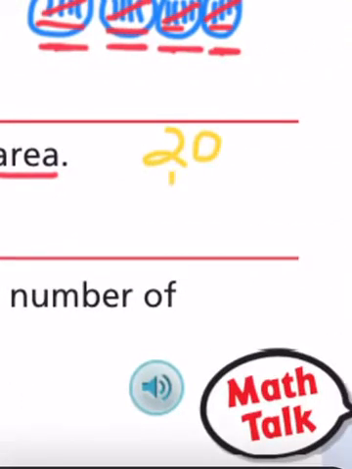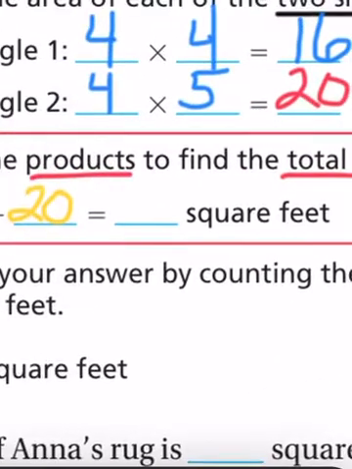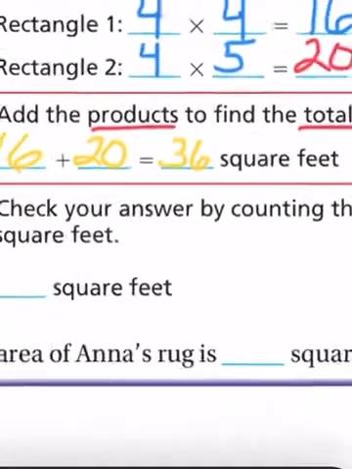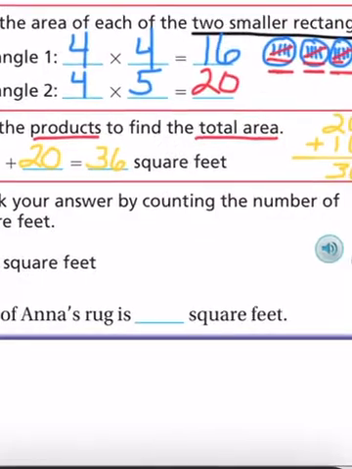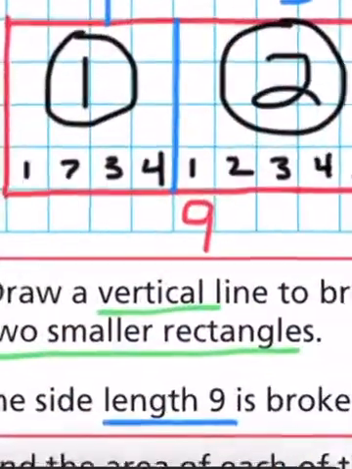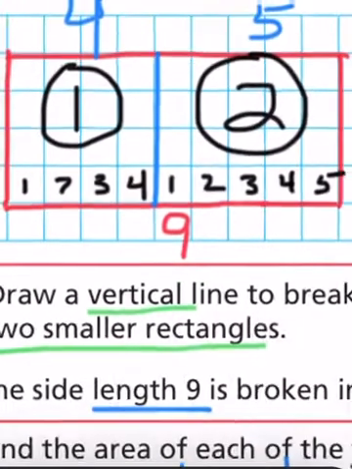20 plus 16. 6 plus 0 ones is 6 ones. 2 tens plus 1 ten, 3 tens, 36. So the area of the whole rectangle is 36 square feet. Check your answer by counting the number of square feet. So we can come up here, we can count all those little squares.